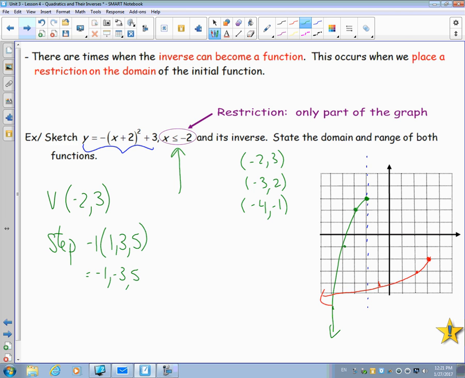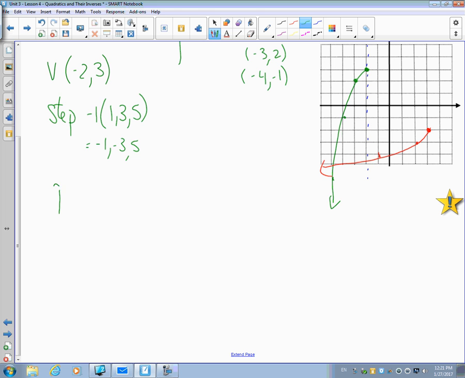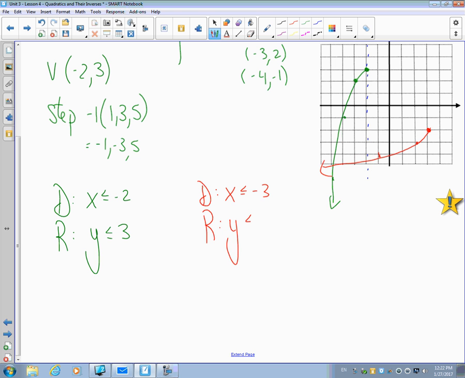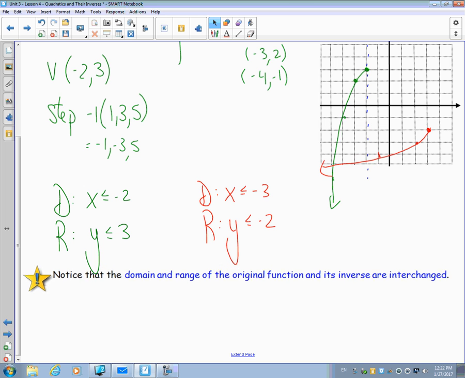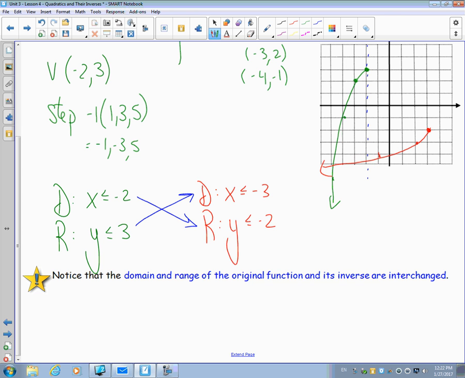We're asked for the domain and range. So let's do that. Our domain for our original is actually the restriction, right? x less than -2. Our range, y, has to be less than 3, it reaches a height of 3, the vertex. For our inverse, our domain, left and right, what do we got there? x is less than -3, and our range, y, is less than -2. And you might recall domain and range are swappable, just like points. Swap domain and range, swap. So that became that, and that became that.